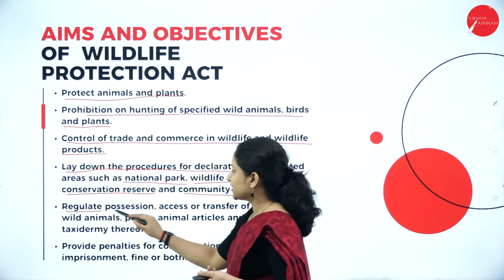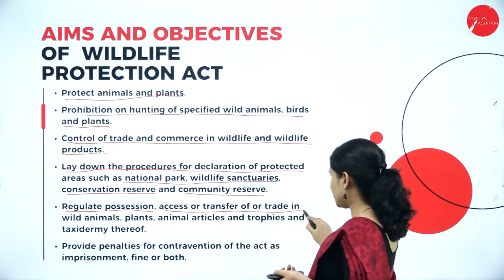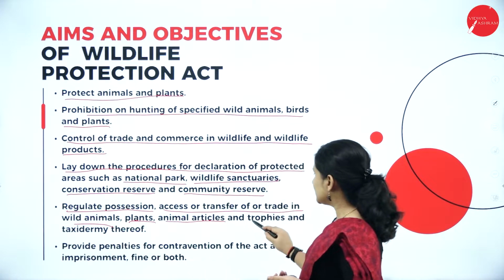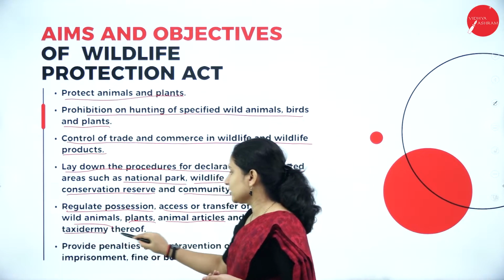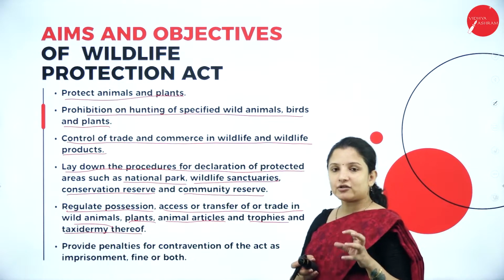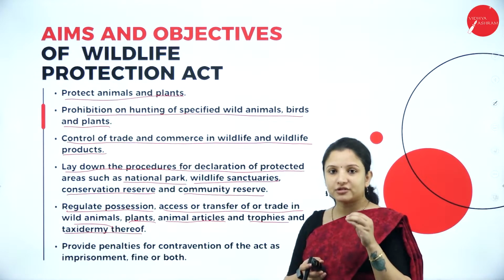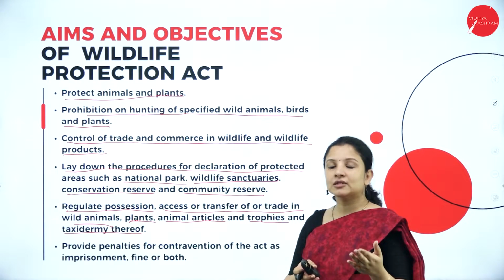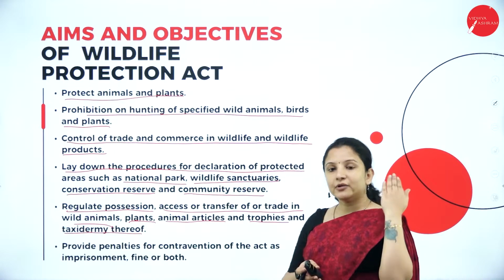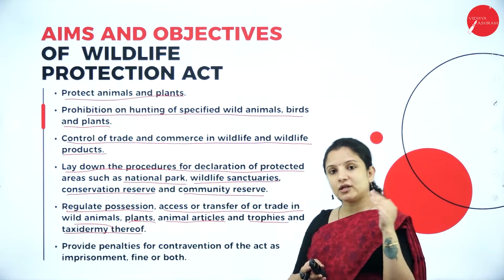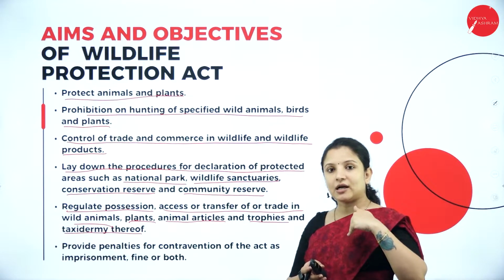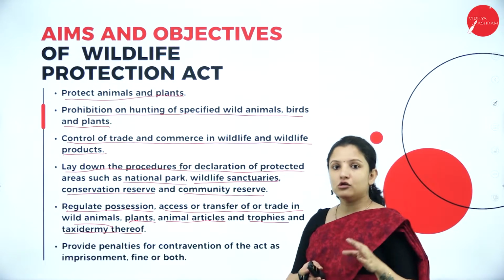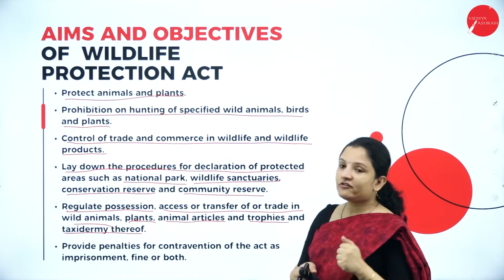Next, they regulate possession, access or transfer of trade in wild animals, plants, animal articles, trophies and taxidermy thereof. So what they do is they put some rules and regulations in order to prevent the trade or transfer of wild animals from one place to another. Say, for example, you need to bring an exotic animal or exotic plant species from one country to another country. A lot of rules and regulations or formalities need to be followed. So all that will be set up by the Wildlife Protection Act.